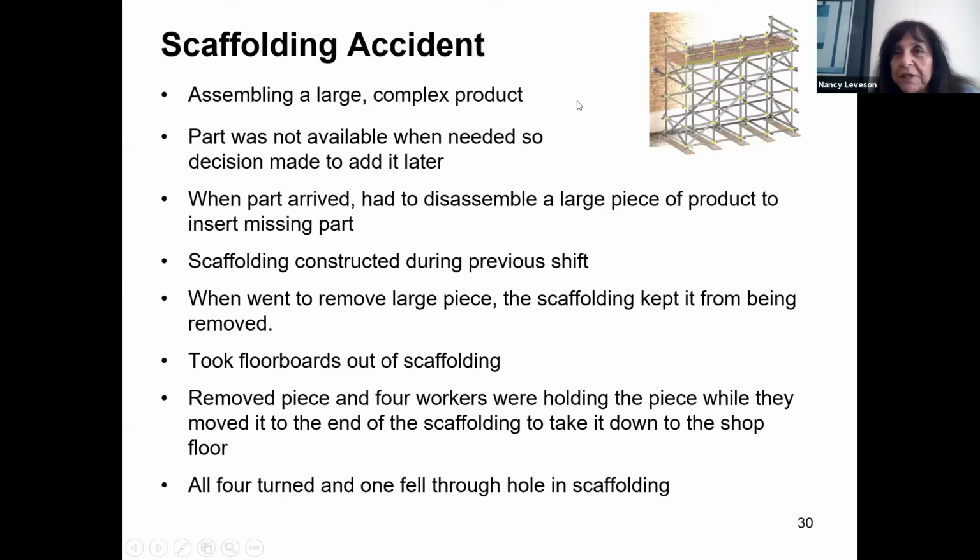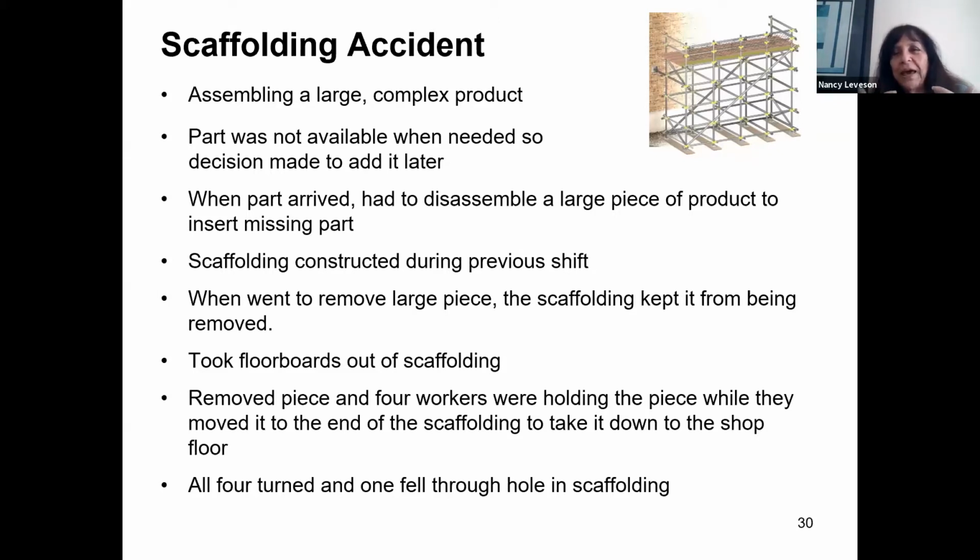This was a scaffolding accident. They were assembling a very large, complex product in this assembly building. There was an important part that wasn't available when they needed it. So they decided to add it later to keep going, because otherwise they'd hold up the production line too long. When the part did arrive, they had to disassemble a large piece of the product to insert the missing part, because it wasn't easy to get it in.